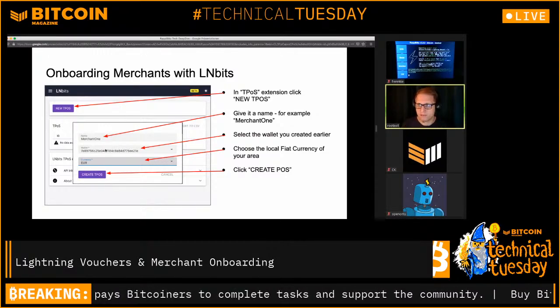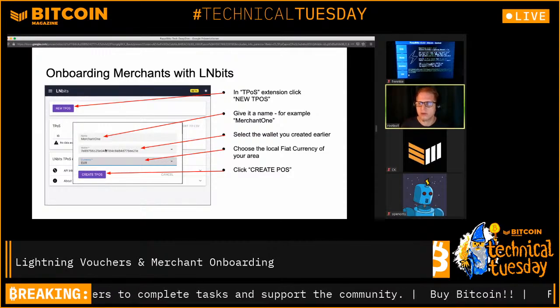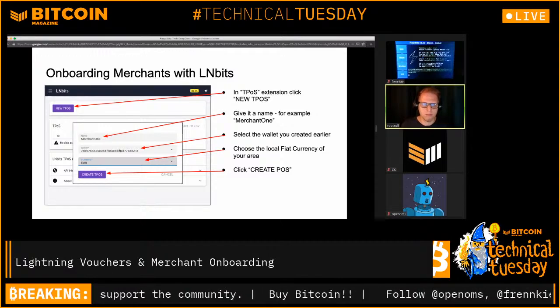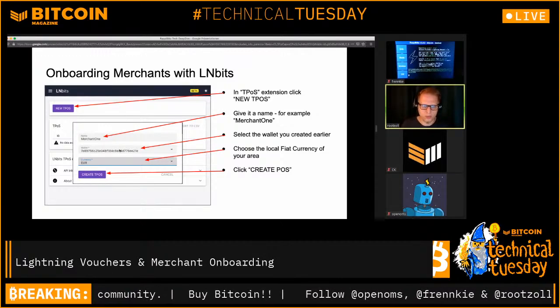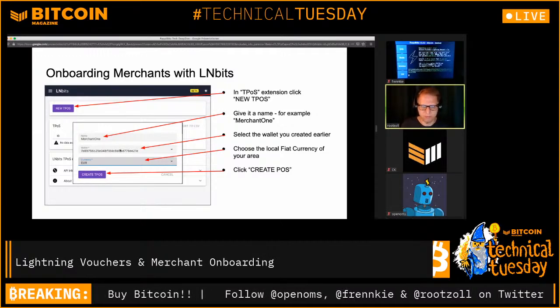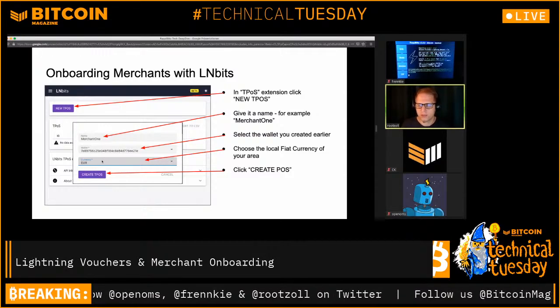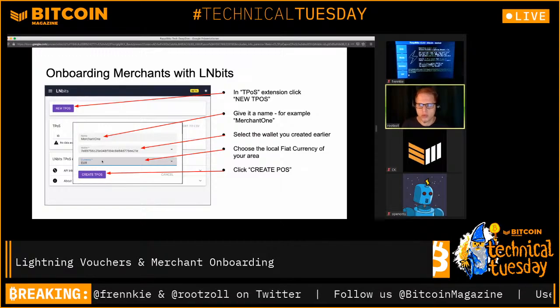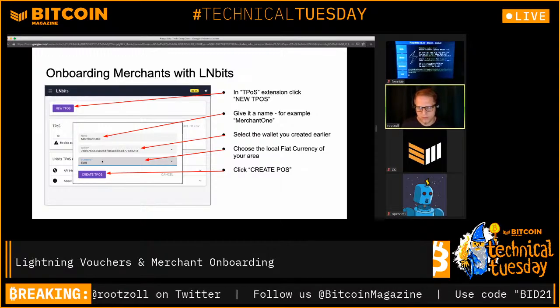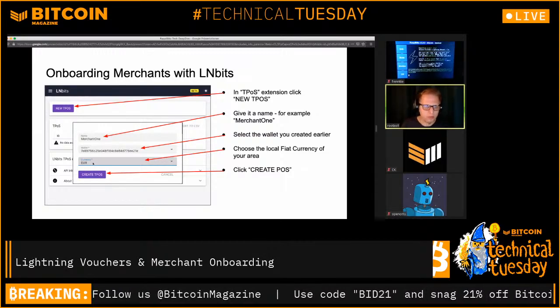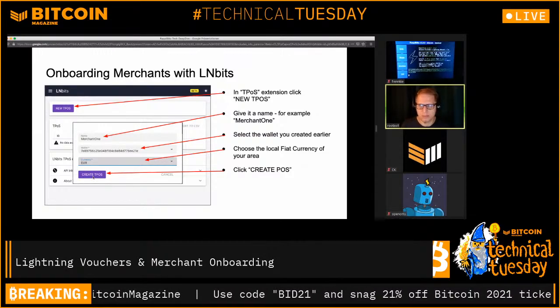Then you select the wallet where the funds should go to if somebody pays at the store. This is the wallet that we just created here. You don't need to fund it first, because this is now about receiving, not about sending or giving out funds. So you just pick the merchant wallet we created in the step before. Then you choose your currency. So there's at the moment a list of a lot of currencies with conversion rates. Just pick one that fits for you here, and in my area it's euro. Okay, so create this TPOS now.